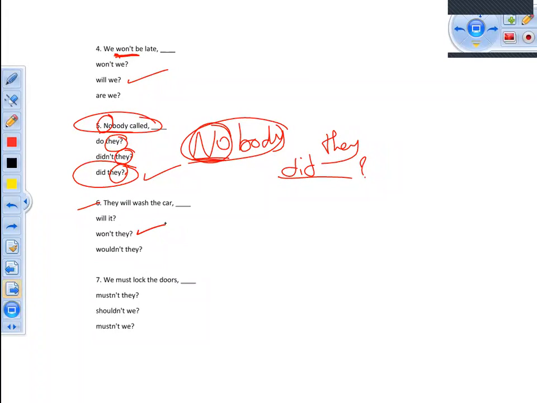Yes. We must lock the doors. Mustn't we? That's the correct answer. Thank you. Let's go to the next page.